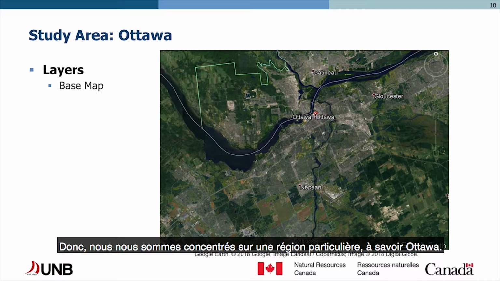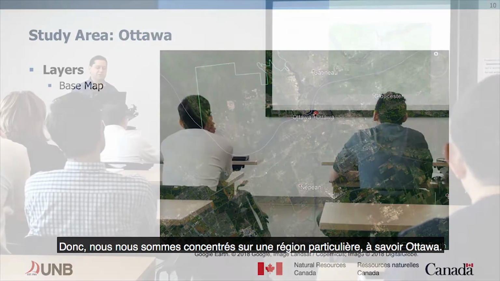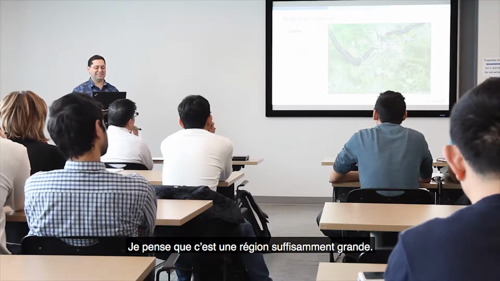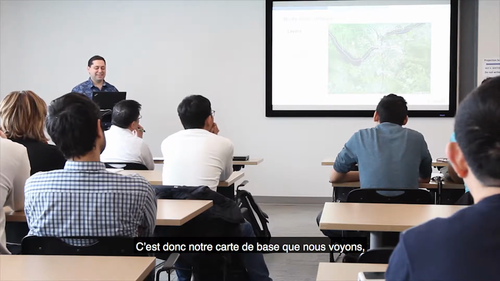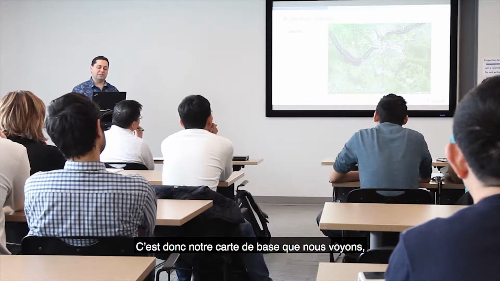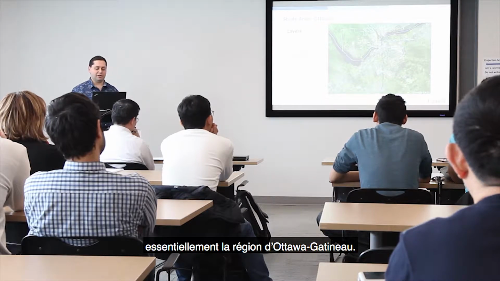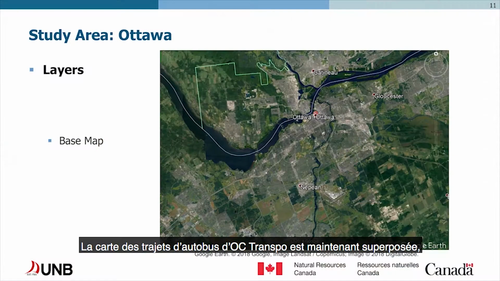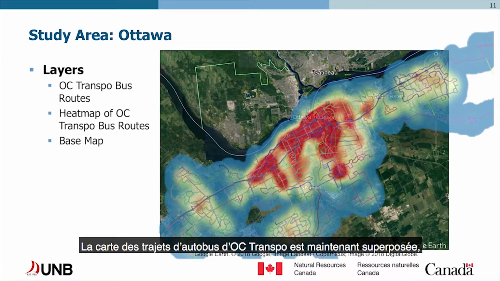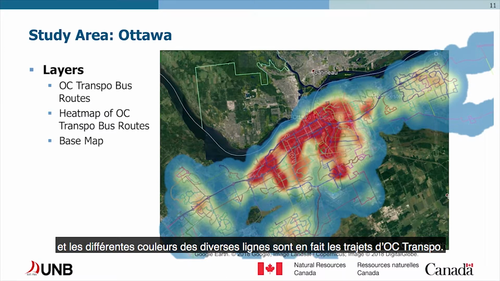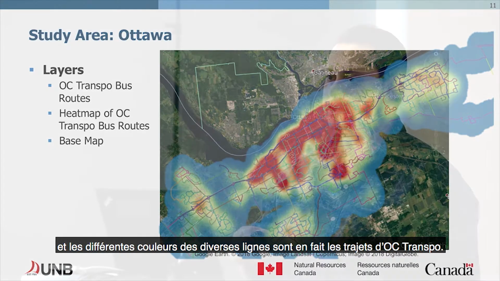So we focused on one particular area, which is Ottawa. I think it's large enough. It's bigger than some countries. So this is our base map that you're seeing, so basically the Ottawa-Gatineau area. And overlaid now on top of it is the heat map of the OC Transpo bus routes, and the different colors of the different lines are the actual OC Transpo routes.